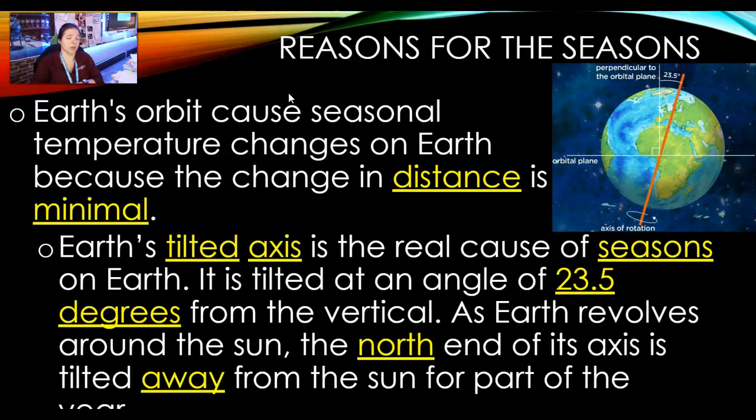We also have to take into account that the Earth isn't straight up and down. We don't spin or rotate while revolving around the sun straight up and down. We are tilted at an angle, 23.5 degrees, which you can see right there. And this causes the seasons. Well, how so? As the Earth revolves around the sun, the north end of the axis is always tilted away from the sun for part of the year, and sometimes it's towards the sun, depending.